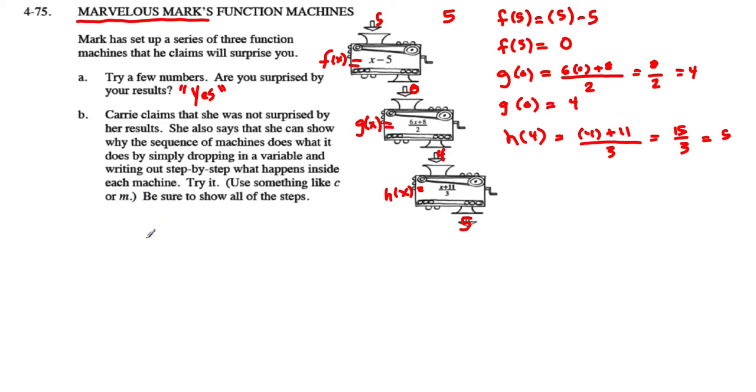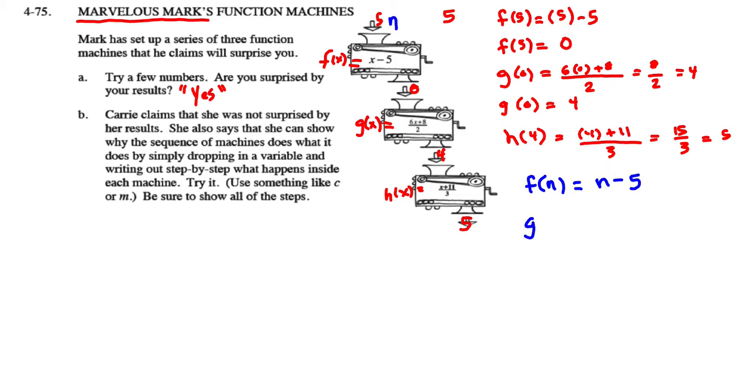She wants C or M, so let's use something else. Let's use N. N is fun. For our first one, let's change the colors so we don't get this work all mixed up. I'm going to put N into the function. So f of N is going to equal N minus 5. Now this doesn't simplify down anymore, so this is what we're going to plug into our next function.